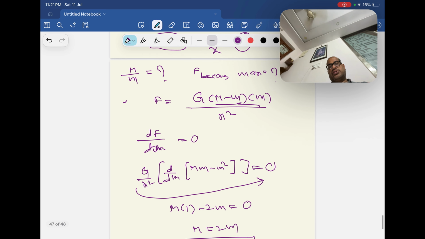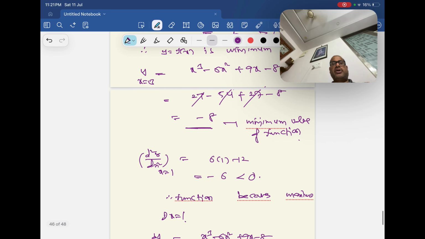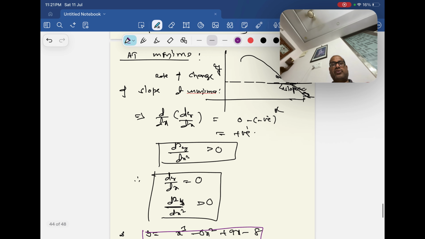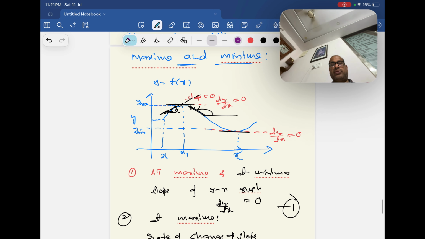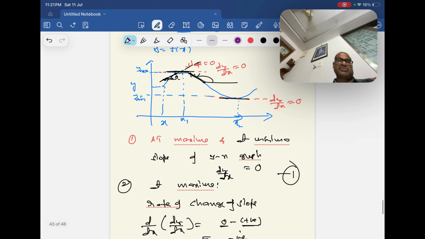So this is our concept of maxima and how to find maxima and minima. At maxima the slope is 0, and at minima the slope is 0. Just before maxima the slope is positive, at maxima it is 0. Just before minima the slope is negative, an obtuse angle, and at minima the slope is 0. So we will talk about the rate of change of slope and find the values.